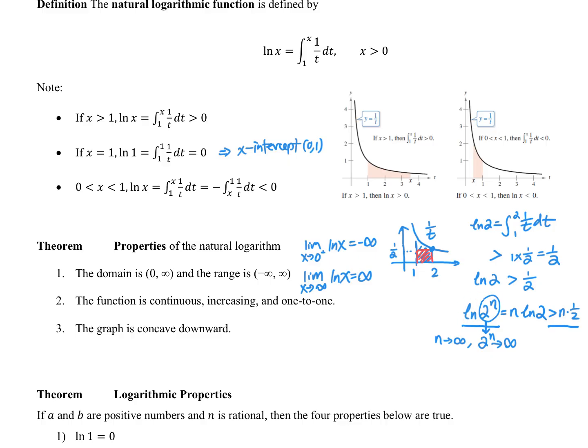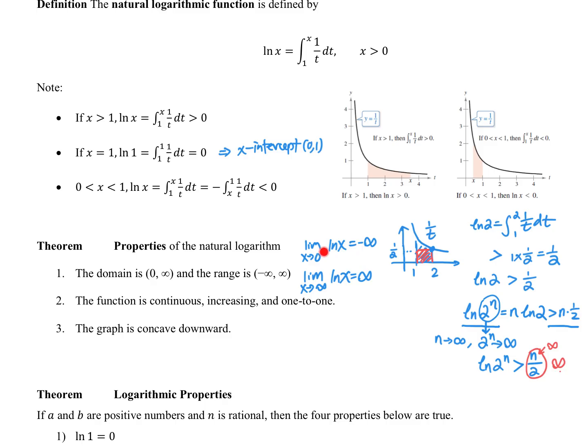And do you see that this ln of 2 to the n is greater than n times 1/2? So we can see that ln of 2 to the n is greater than 1/2 of n. And this n is approaching infinity. So therefore, this is infinity, right? And therefore, we prove this. So this guy is greater than infinity, which means itself is approaching infinity. So this is how we prove this result. There are some other ways to do that, but this is one way to do it.